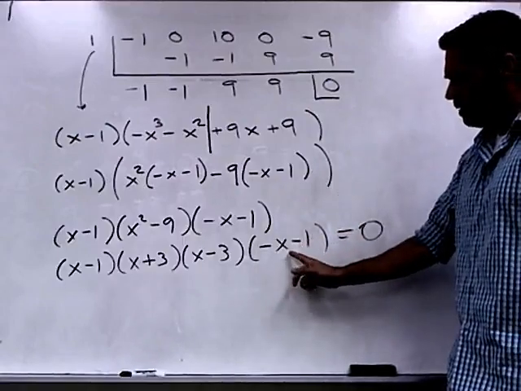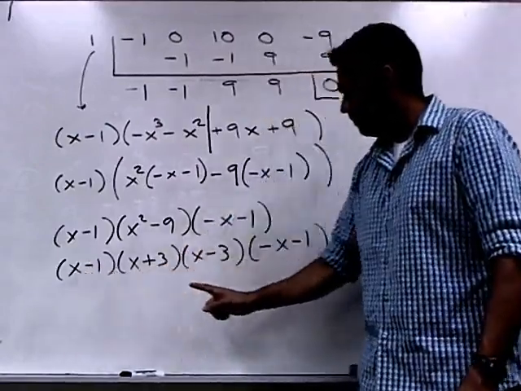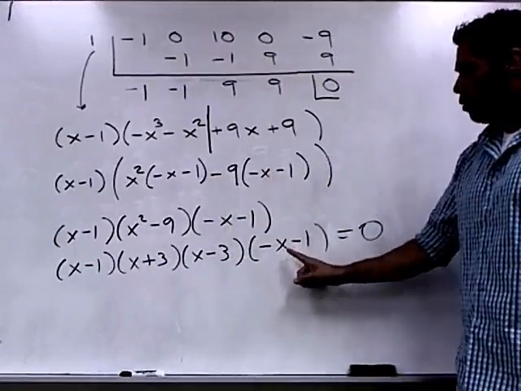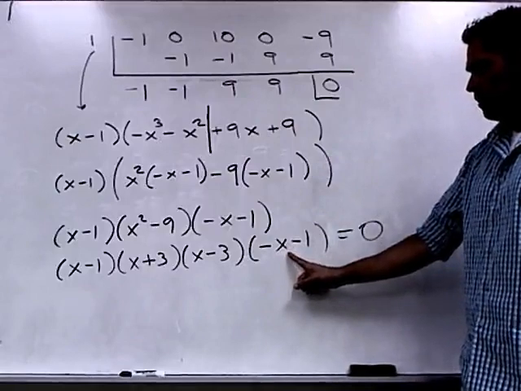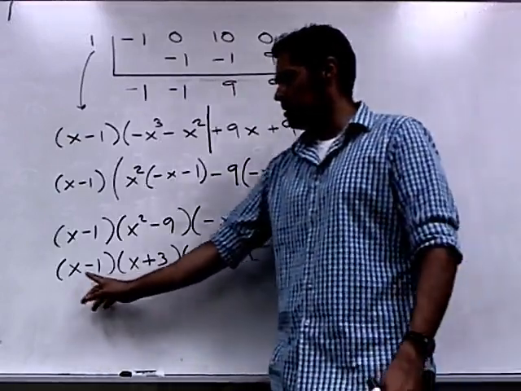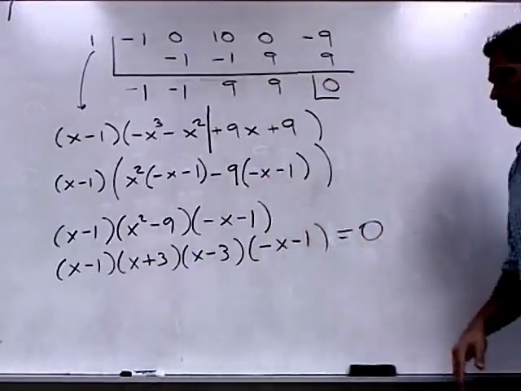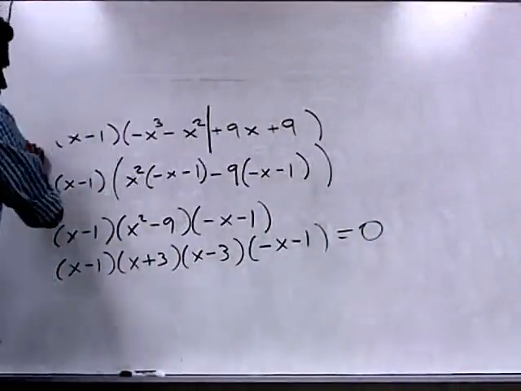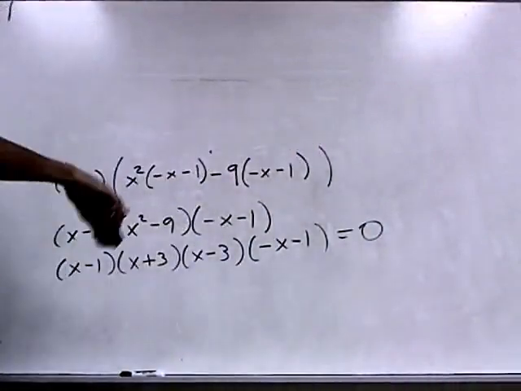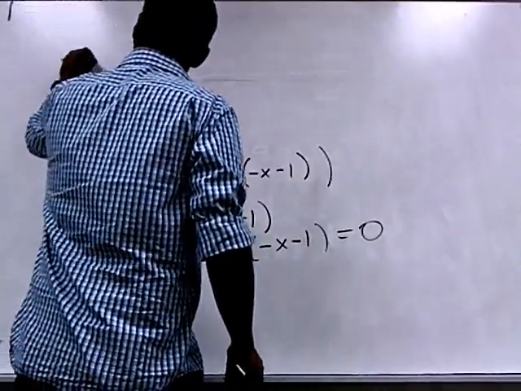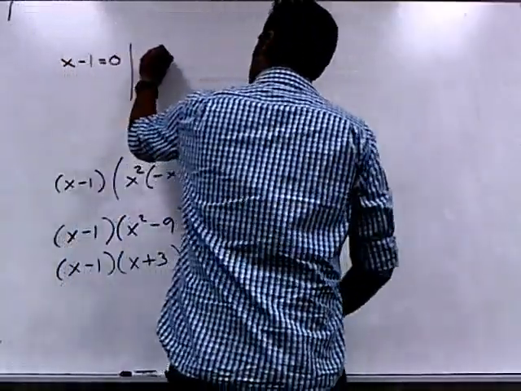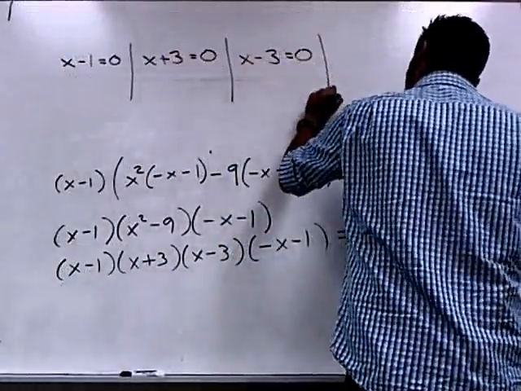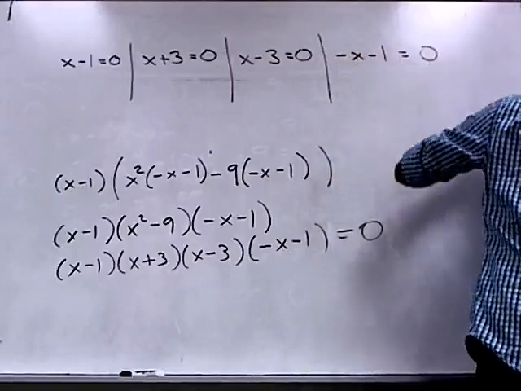Now, is this one here and this one here, are they the same? Remember on that other one, it was kind of hidden? If I pull a negative 1 out of here, what would I be left with? X plus 1, right? Is that the same as this? No. So those are different roots. So now I set each of those equal to 0. So I'm going to write out 4 different equations here. X minus 1, I need that to be 0. X plus 3, I need that to be 0. X minus 3, I need that to be 0. Negative x minus 1, I need that to be 0.